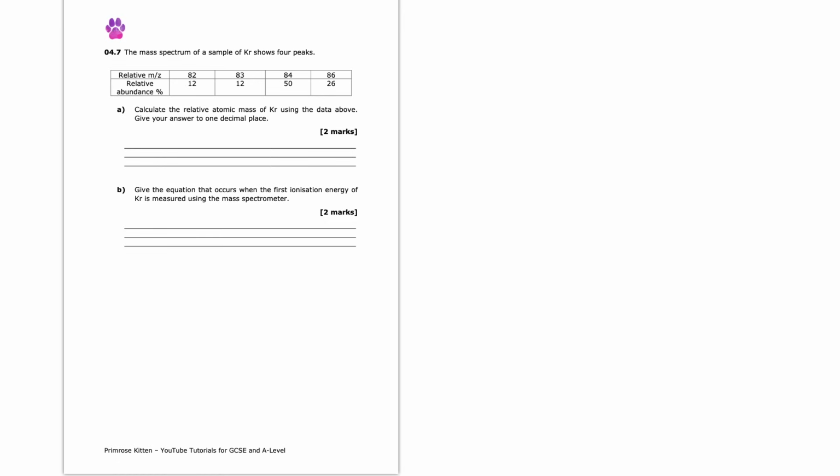Okay, so this question here wants us to work out the relative atomic mass of krypton. So they've given us this data. The way to work out relative atomic mass is we take the mass of each individual atom, times it by its abundance, add them all together and divide by the percentage.